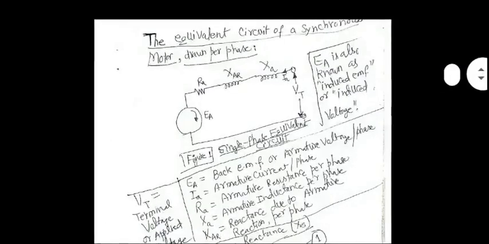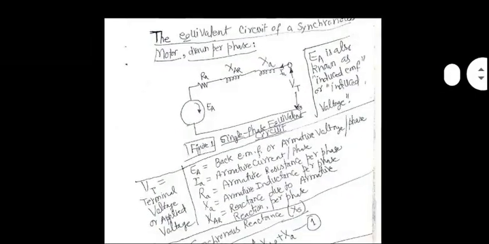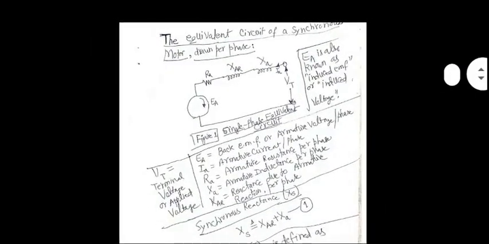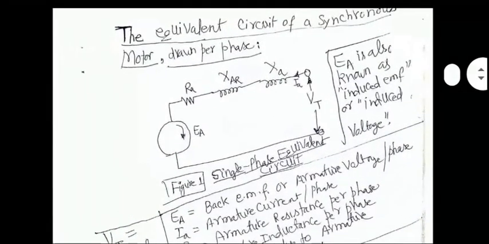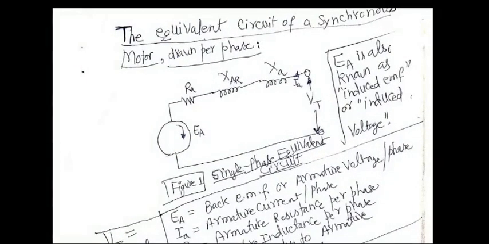Equivalent circuit is basically identical to that seen in case of synchronous generators. But here the input is VT. In case of generators, input was EA or EB, whatever we were calling it. Here, no generation of voltage is happening. You are supplying the voltage. In case of generators, you are generating the voltage, EA.